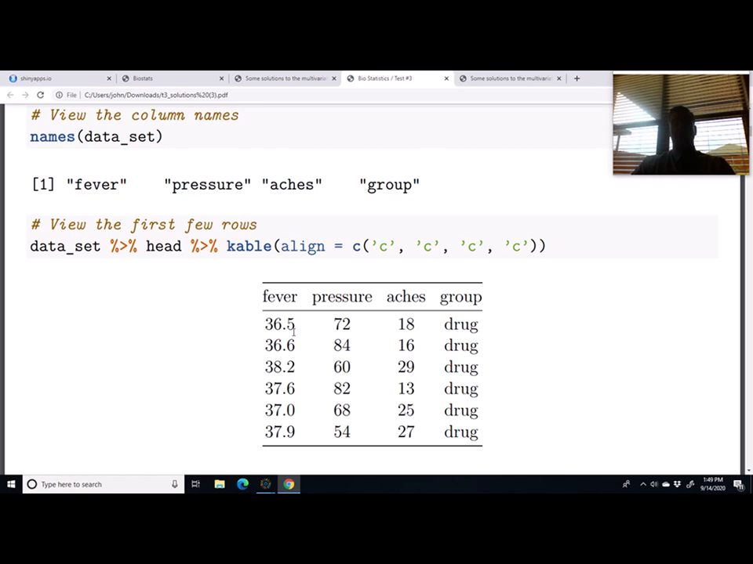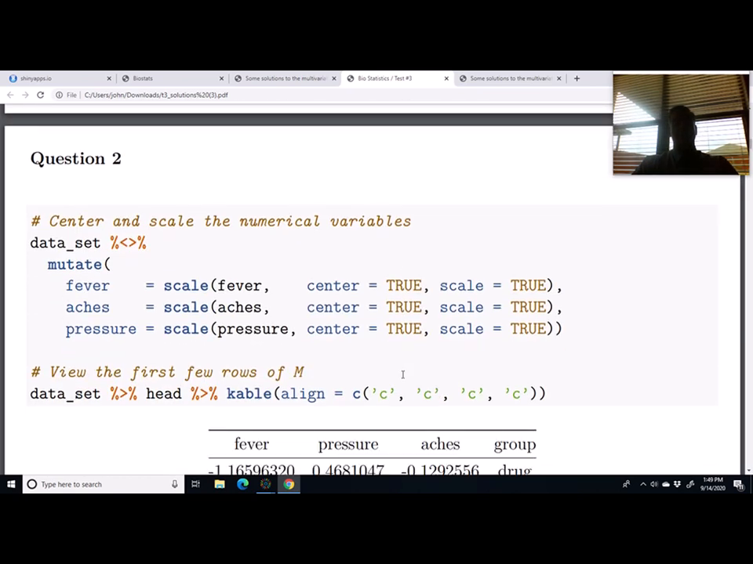Now, in such a situation where you have a temperature and a pressure and a count variable, and you're going to do a multivariate analysis, it may be advisable to standardize the variables. That way, there won't be any more units, so you're not adding pounds to centimeters to degrees Celsius. And so the next step here is we're using the scale function from the scales package to redefine fever, aches, and pressure as standard. So we subtract their means, and then we divide by their standard deviations.